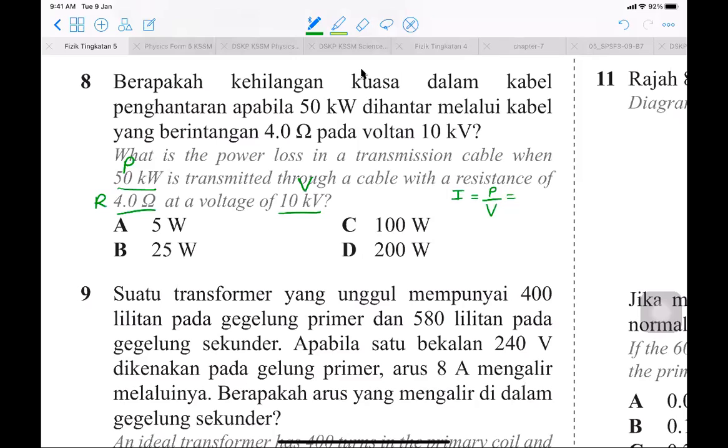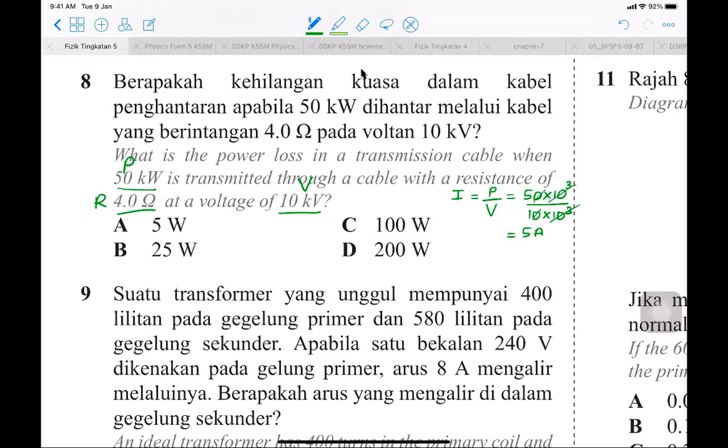Now P is the power, 50 kilowatts. Don't forget to convert yang kilo dia tu to in the full form. So kilo is 10 to the power of 3. And the voltage is 10 kilovolt. So 10 times 10 to the power of 3. So you should get the current flowing is 5 ampere. 5 ampere kan? Ini sudah kena cancel. 0 is cancel, so dapat 5.